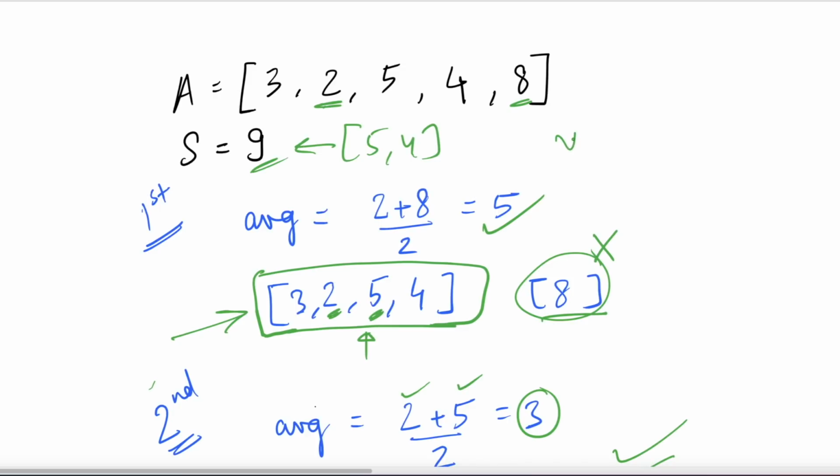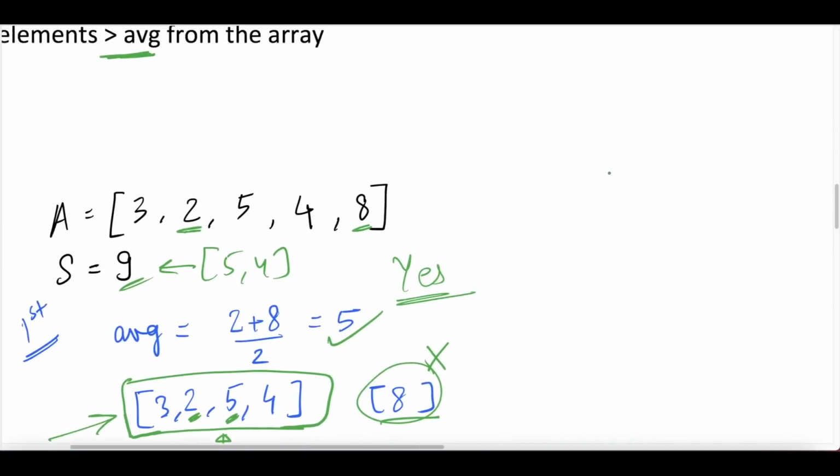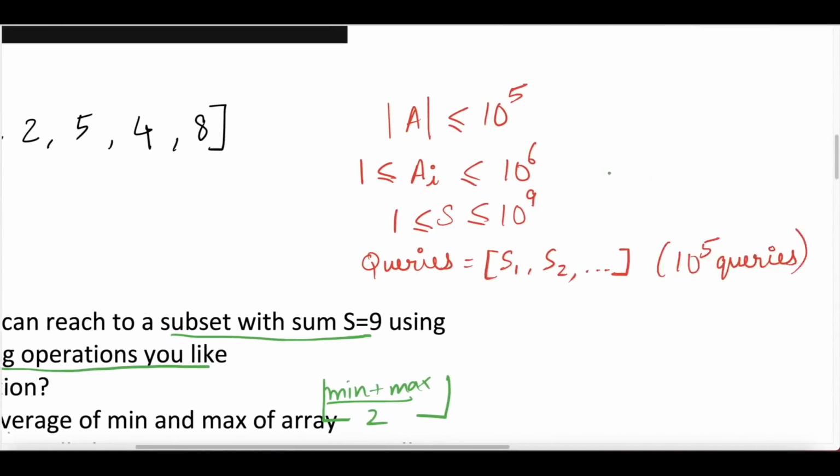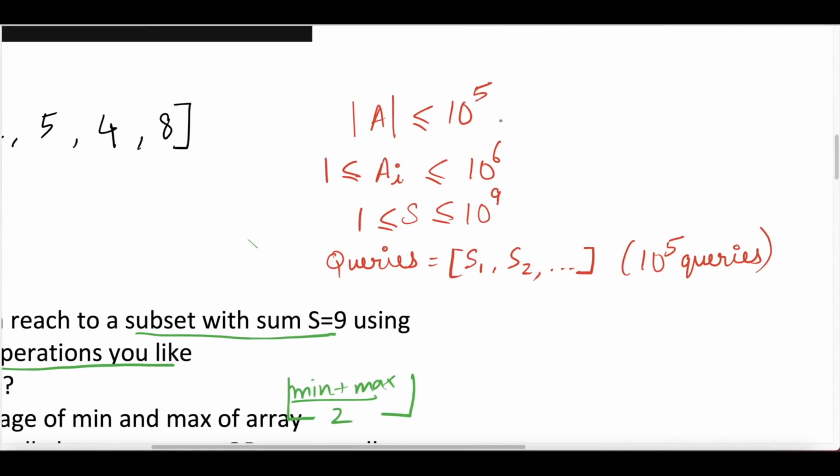So in this case the answer is yes, and this is what the question is. The constraints for the problem, however, make this really interesting. The size of the array can be up to 100k, which is 10 to the power 5. The next constraint is the array elements can be up to 1,000,000, and the sum given S is up to 1,000,000,000, 10 to the power 9.